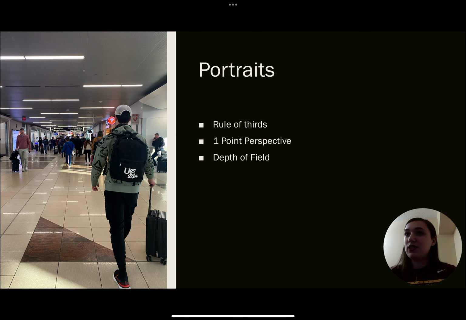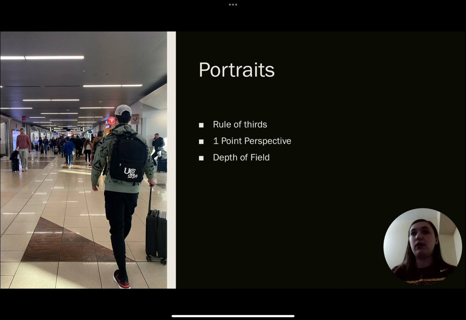Moving on to portraits, there's a lot to know about portraits. One of the most important things to keeping your images visually appealing is going to be the rule of thirds. As you can see in this image, the main subject is placed in the right-hand side of the image. The rule of thirds essentially means that you break your image up into 3 categories horizontally and then also vertically. And then you try to keep your subject in one of those thirds to help make it more visually interesting. And here my subject is in the right third of the image.